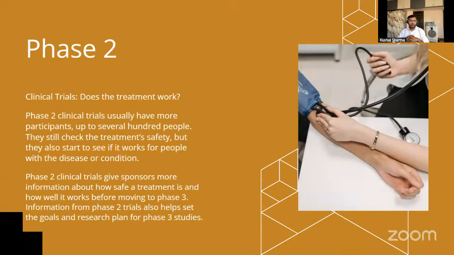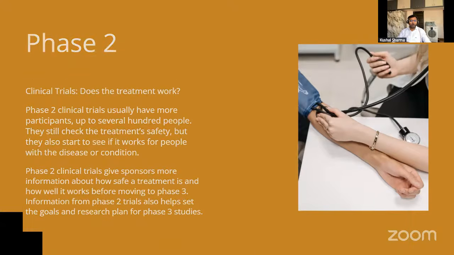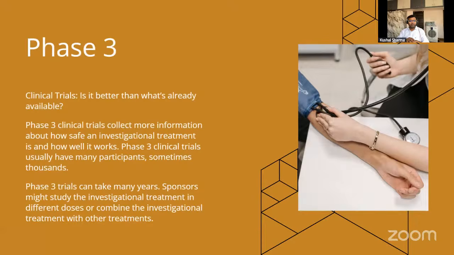Then comes phase 2. Here, the objective is: does the treatment work? So it goes beyond 100, several hundred volunteers get the treatment. And here, does the treatment work is the primary objective. In phase 3, is it better than what's already available? So for a particular treatment, the drug which is being developed, is it better than a drug which is already available and used by the people?